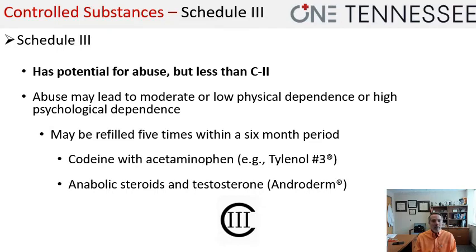The difference between C3 and C2: all C2s need to be sent electronically. There are no refills. They have to be filled 30 out of 30 days. And a physician can write for up to 90 days, but those need to be in 3 successive 30-day prescriptions. So unlike Schedule 3s that can be phoned in and written with up to 5 refills in a 6-month period, Schedule 2s can't be used that way. That's a major difference between Schedule 2 and Schedule 3.